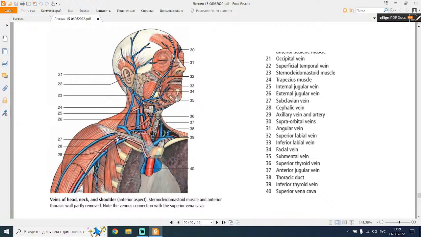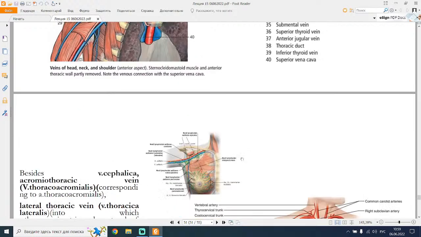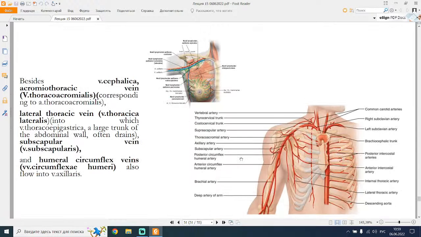The cephalic vein drains into vena axillaris. This is vena basilica, which drains into vena brachialis. This is vena brachialis. Besides vena cephalica, acromiothoracic vein, that is vena thoracoacromialis.